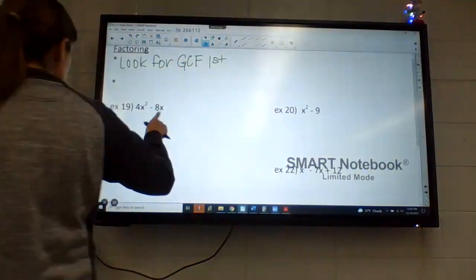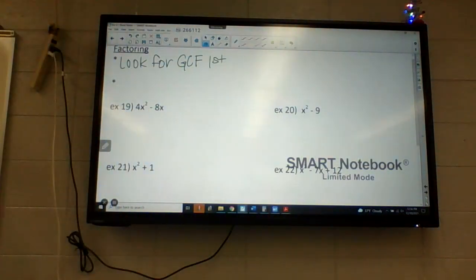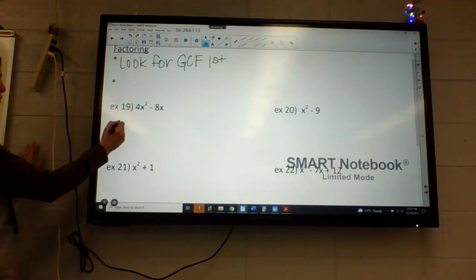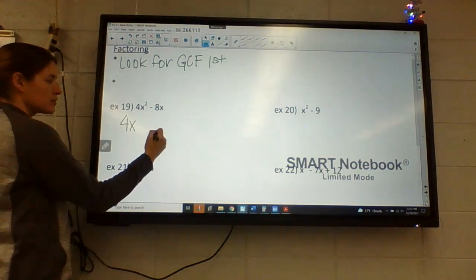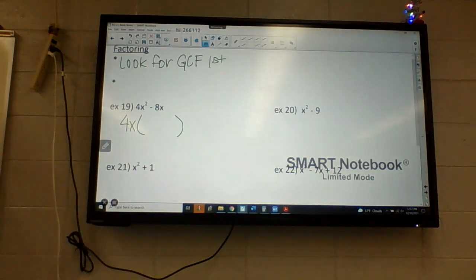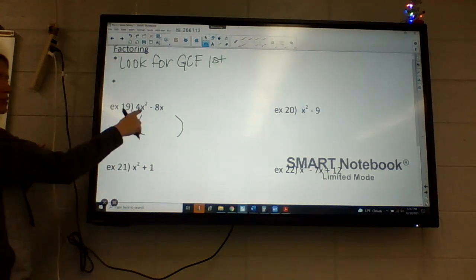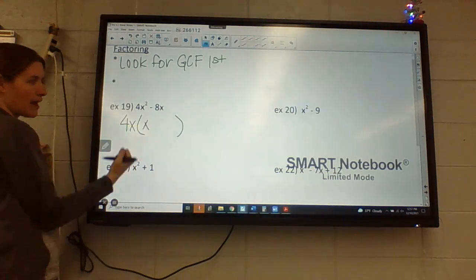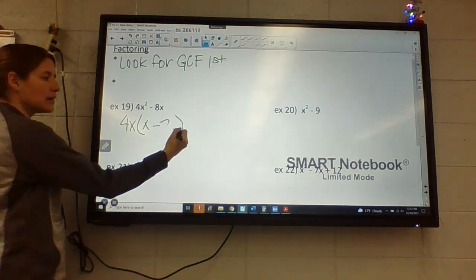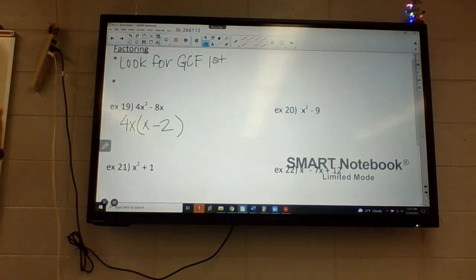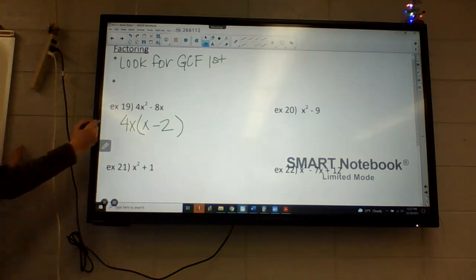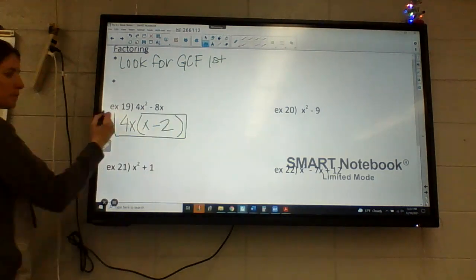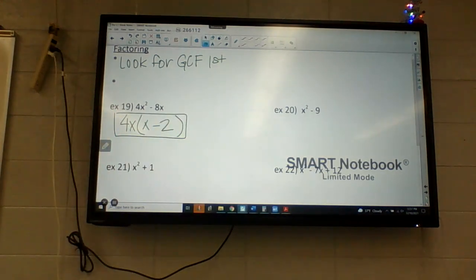Now in number 19, is there a common factor among those two terms? 4x. So we divide that out of each of the terms. So this is just going to be an x here. I divide it out here. And then I'm done because x minus 2 can't be factored. So that's a good example of GCF factoring.